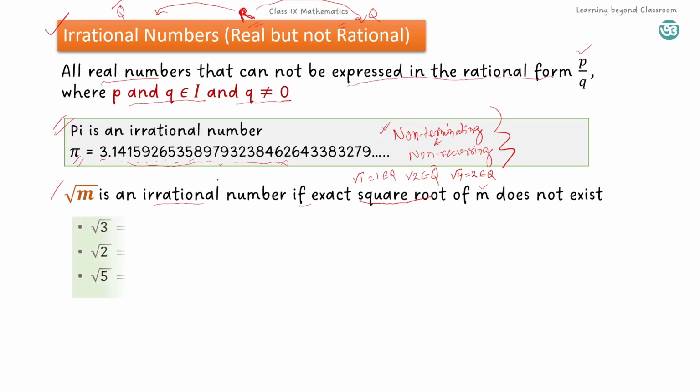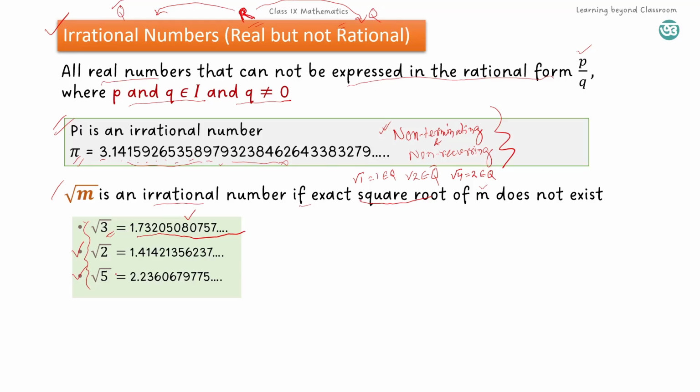Other examples are root over 3. In the decimal form, the value is 1.73205080 etc., and this is a non-terminating non-recurring decimal. Similarly, root over 2 and root over 5, these are non-terminating and non-recurring decimals, and they do not have any exact square root.